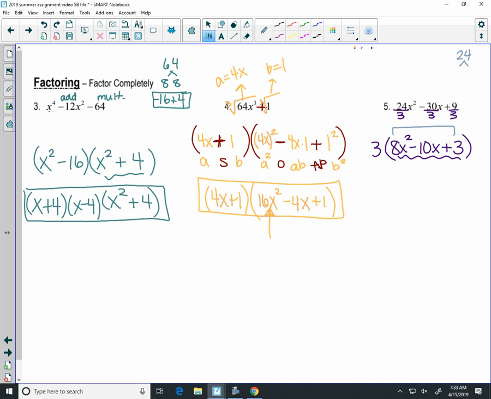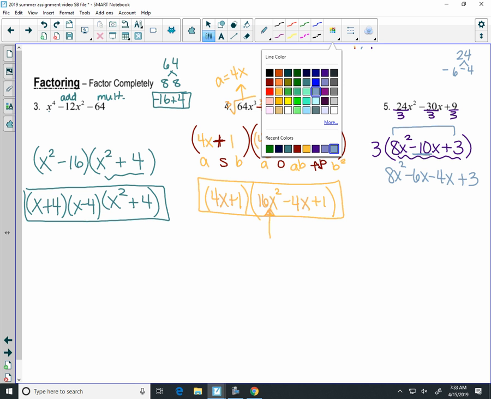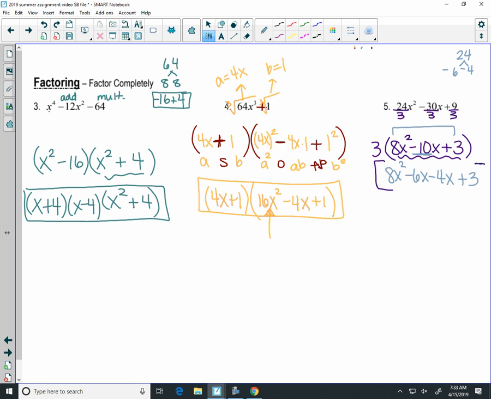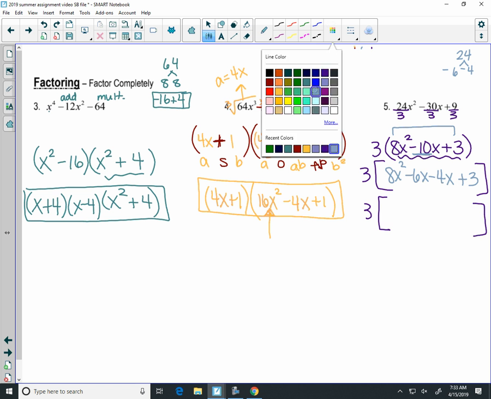I need two numbers that multiply to 24 and add to negative 10. Those two numbers for this one are 6 and 4, and I need negatives. I'm multiplying to a positive and adding to a negative. I'm going to bring down my 8x squared. The order of negative 6x and negative 4x does not matter there. That 3 is going to stay on the outside while I factor inside my parentheses.